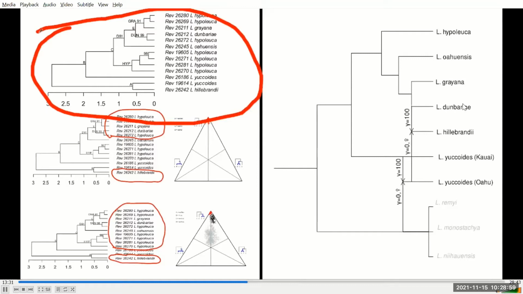Now, the plastome is not the best, it is just one of the many possible evolutionary pathways that the Revolutella took. And so I usually start with that, and you'll see that if I come over here and cross out these lines where the plastome did not go, you'll see that this then turns back into this plastome tree. Your first branch is Lobelia eucoides with sister to Hillebrandii. Your second branch is Eucoides of Kauai, and then your next branches are Hypoleuca oahuensis, Grayana plus Dunbarii.